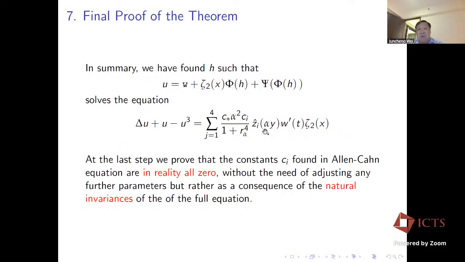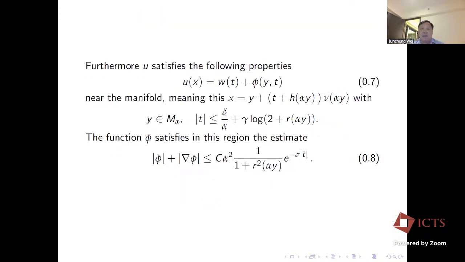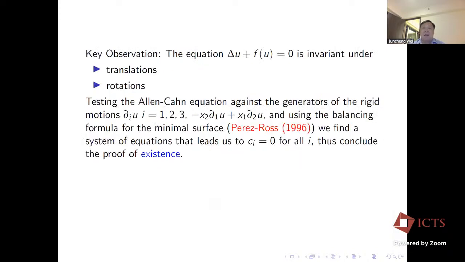And now we have to use the invariance of the Yannick equation to show that these 4 Lagrange multipliers equal 0. In fact, the Yannick equation is invariant under translation and rotation. So using this invariance, you can get that all these C, the Lagrange multipliers, equal 0. And this proves the existence.